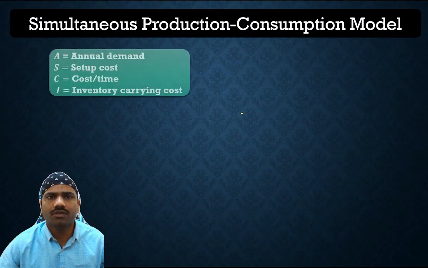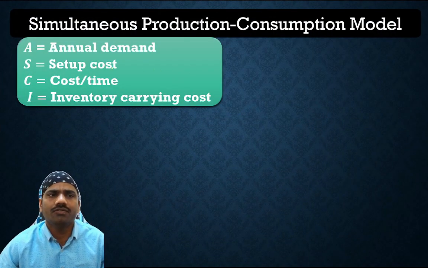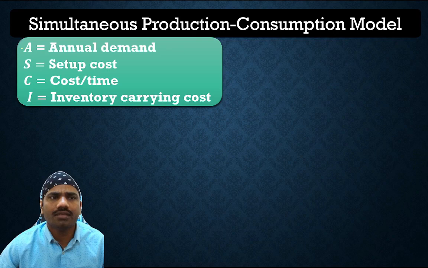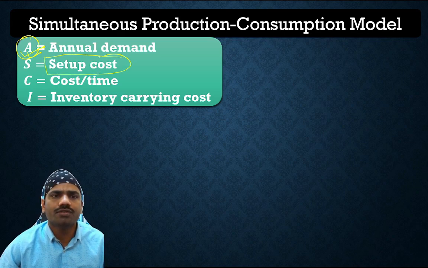In this model we have some variables. Let us see, we have A as annual demand, and S is the setup cost. The annual demand is the required quantity A. The setup cost is the cost for producing one item, and that cost is S.